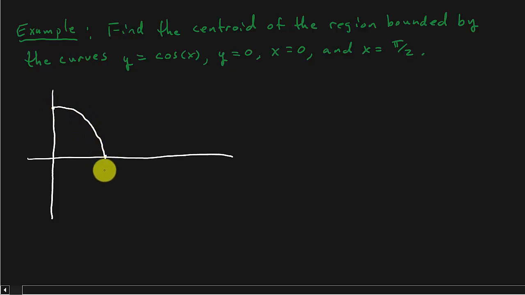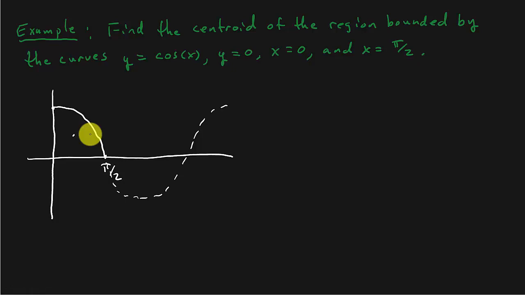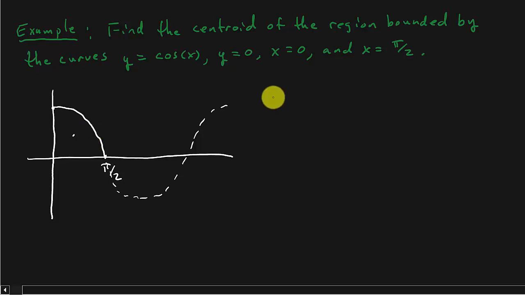Okay, and we know it crosses here at pi over 2, and then see it just keeps going like this. Cosine does. But all we're interested in is to pi over 2. So we're just interested in this part. We're looking for the centroid. All right. So we need to find x bar and we need to find y bar.